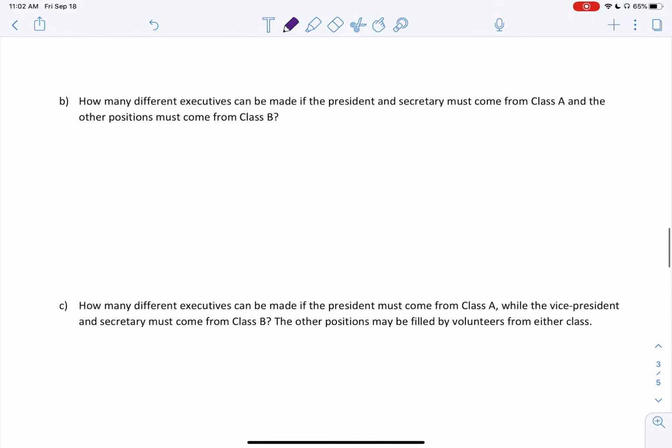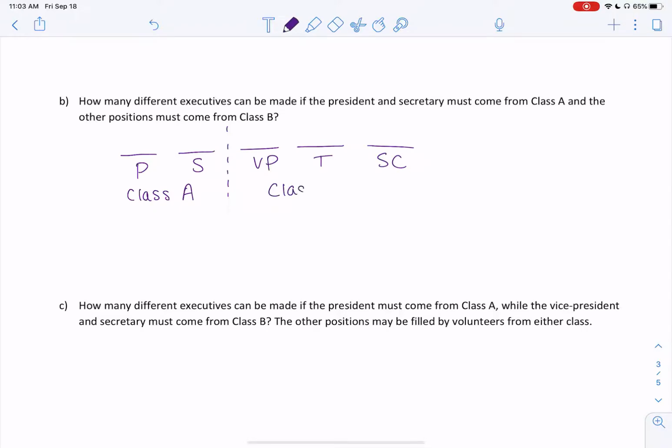So now let's add a couple more layers to this. How many different executives can be made if the president and secretary must come from class A and the other positions must come from class B? So let's start by drawing a diagram. So our president and our secretary must come from class A, and then our vice president, our treasurer, and our spirit coordinator must come from class B.